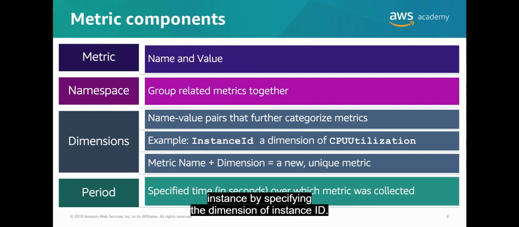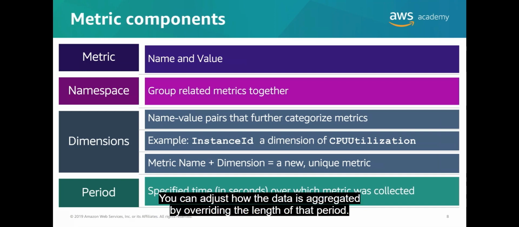A period is the length of time associated with a specific CloudWatch statistic. Periods are defined in numbers of seconds. You can adjust how the data is aggregated by varying the length of that period. A period can be as short as 1 second or as long as 1 day.